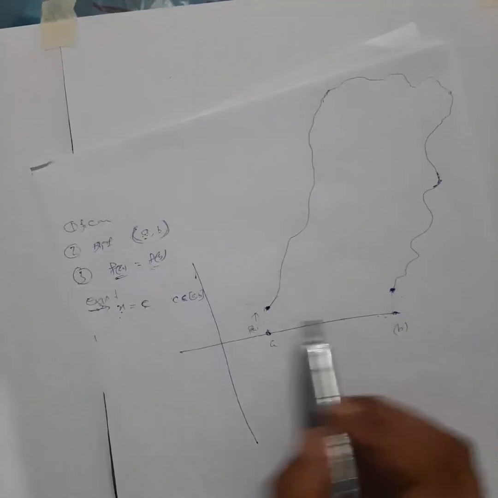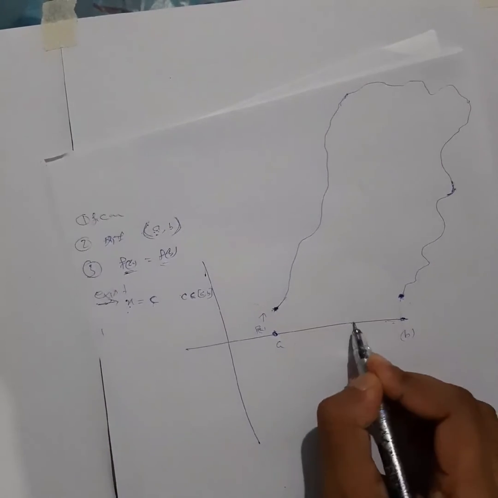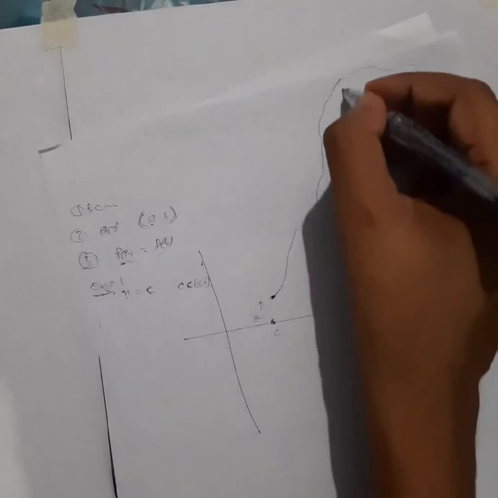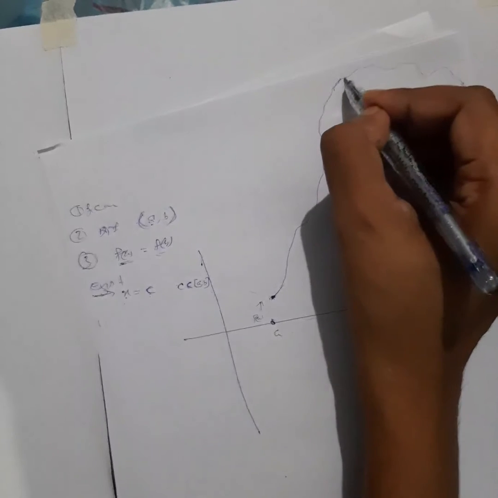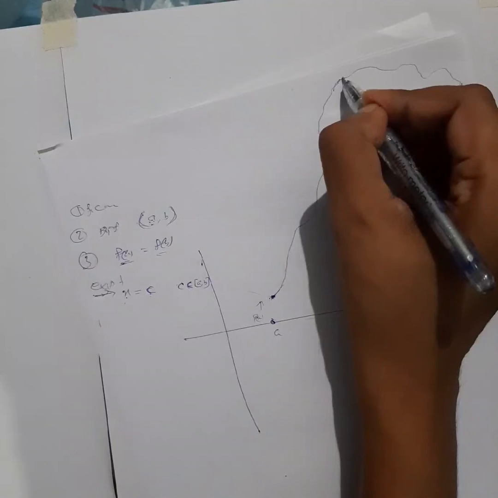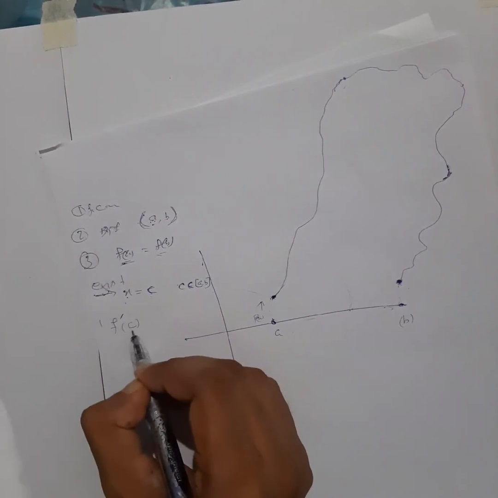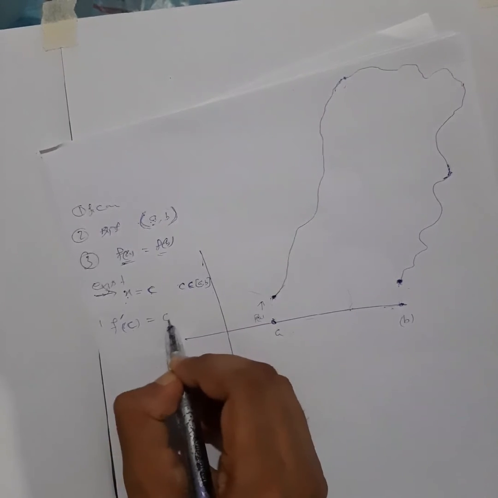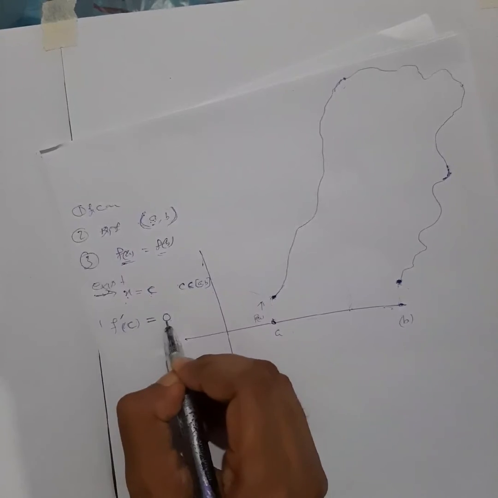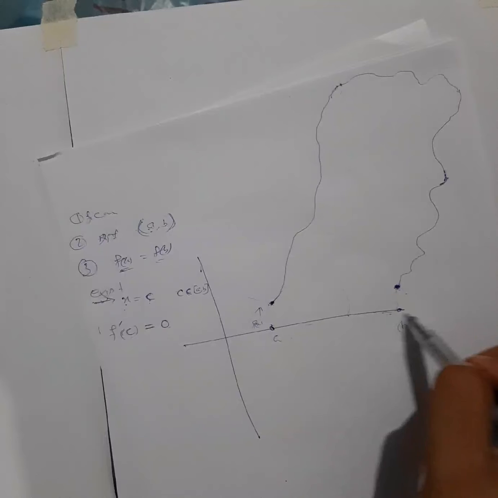So the theorem says that between these you will have one point such that if you differentiate the function at that point, that is, if you take a graph like this, there will be a minimum of one point where the slope of the tangent, meaning the derivative, will always be 0. Derivative 0 means slope of tangent is 0. Slope of tangent 0 means the angle made by the tangent with the x-axis will be 0.